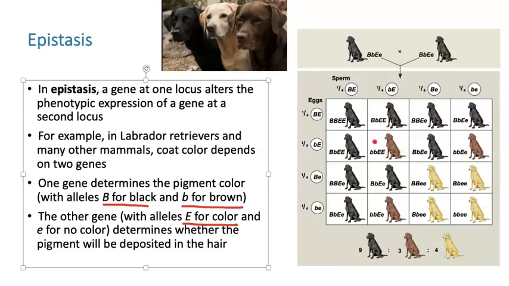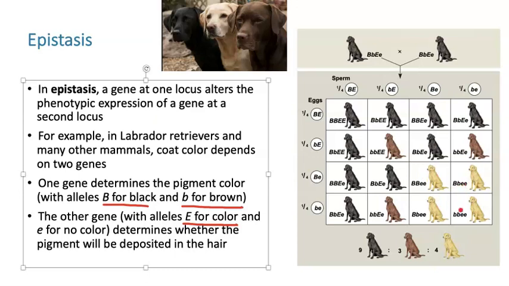Big E, little b. Yes, you have color, and that color is brown, recessive. Let's take a look at one of our yellow ones. Little e, big B. Okay, so no color. If you did have color, you'd be black, but you don't have any color because you got the two little e's, so you're yellow.